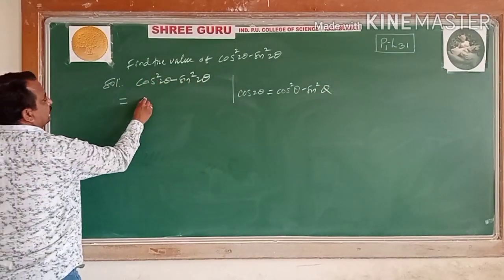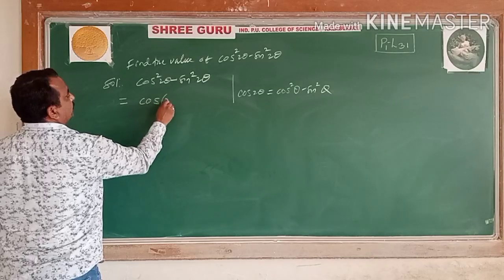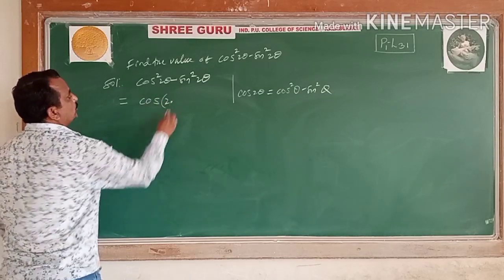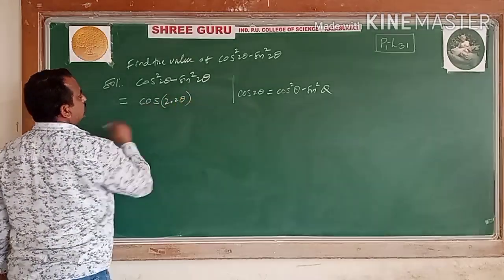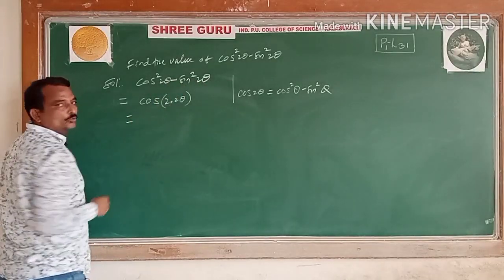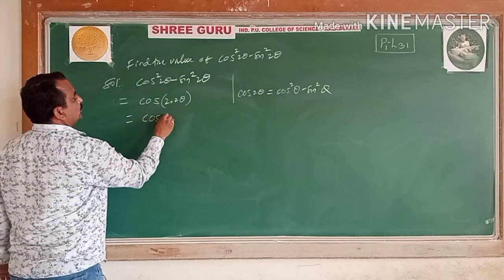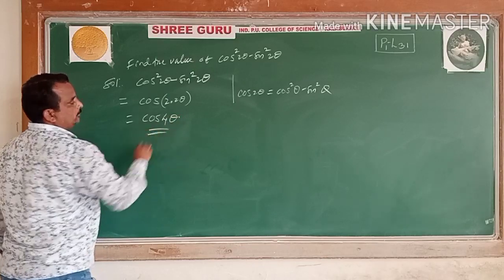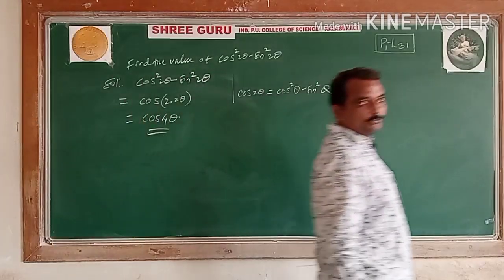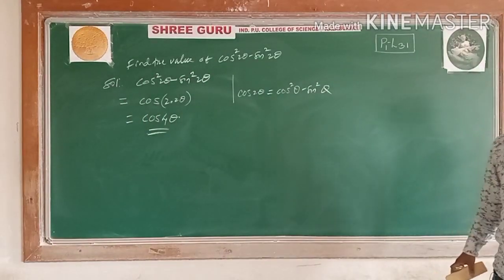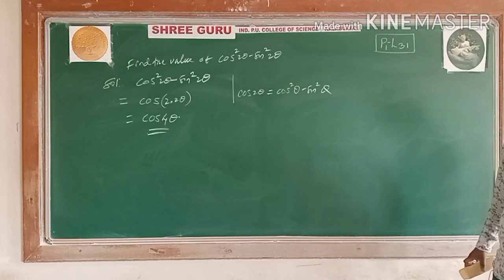Is it in the form of the RHS? Convert in the form of the LHS: cos of 2 into theta. How much is theta here? 2 theta. So how much does it become? 2 into 2 theta becomes 4 theta. Cos of 4 theta. Like that you may convert it.